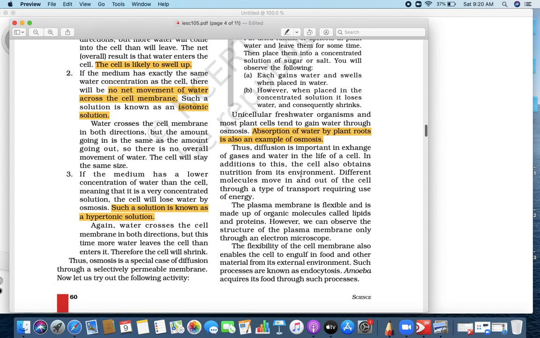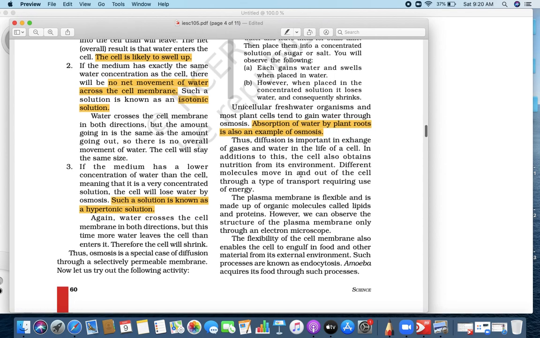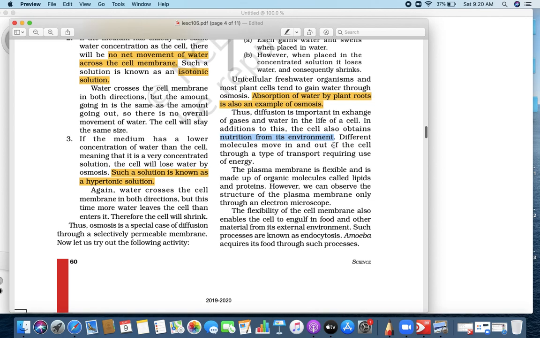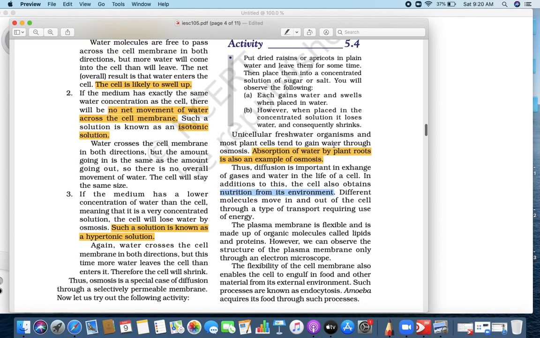The second thing is that diffusion is also an important exchange of gases and water in the life of a cell. Even the nutrients from the environment are obtained like this. I'm going to share a video with you that will help you to understand this better.